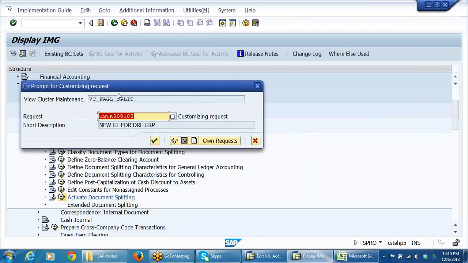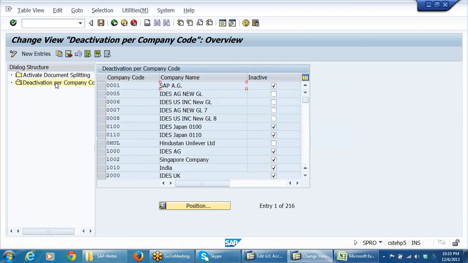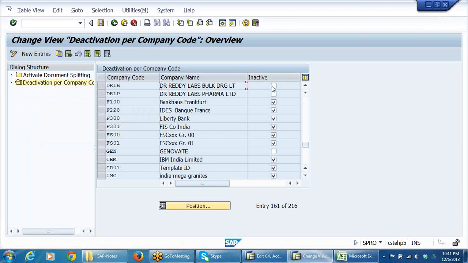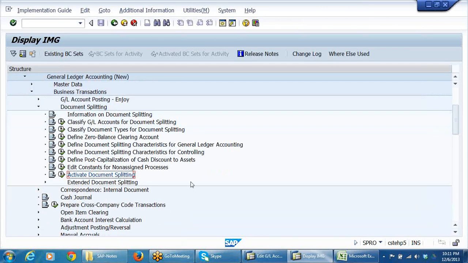But during this time, if somebody gets a problem, they have to wait, and you can inactivate by company code wise. Right, inactive. If you check the box, it'll be inactive. If I don't select, this is active mode. So here, what I've done, document splitting has been activated.